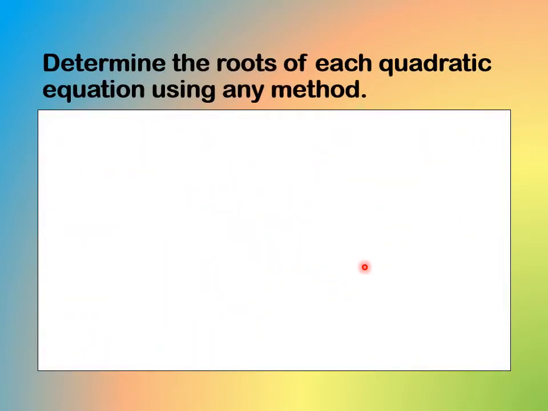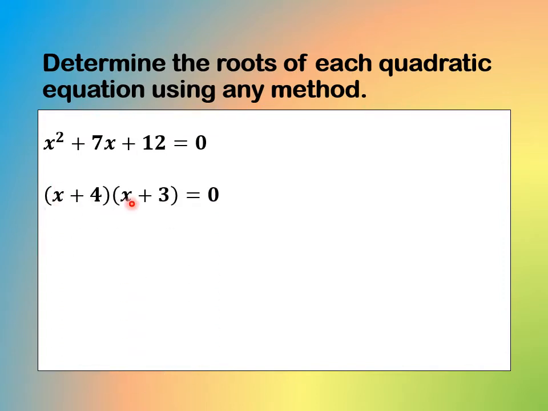Let's have another activity. Determine the roots of each quadratic equation using any method. Okay, let's have x squared plus 7x plus 12 is equal to 0. So we can use here factoring, completing the square or quadratic formula. If we will use factoring, factor out x squared, we have x and x. Factor ni 12 na kapag inadd natin ay 7, so we have 4 and 3. Kasi 4 plus 3, that is 7. 4 times 3, that is 12.